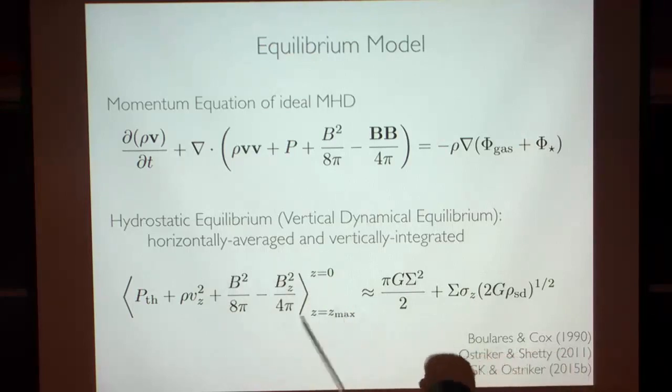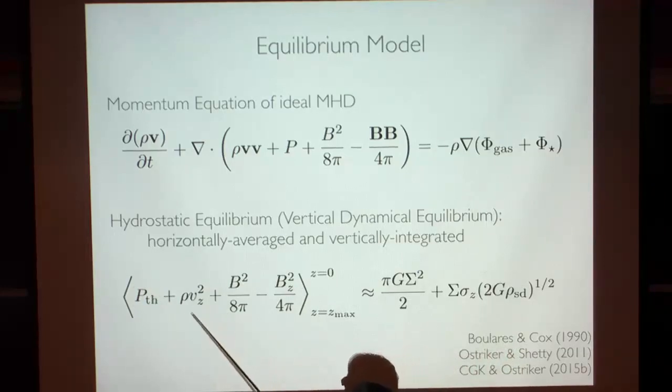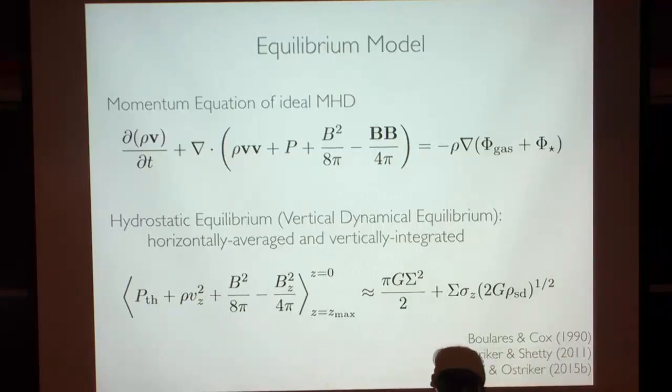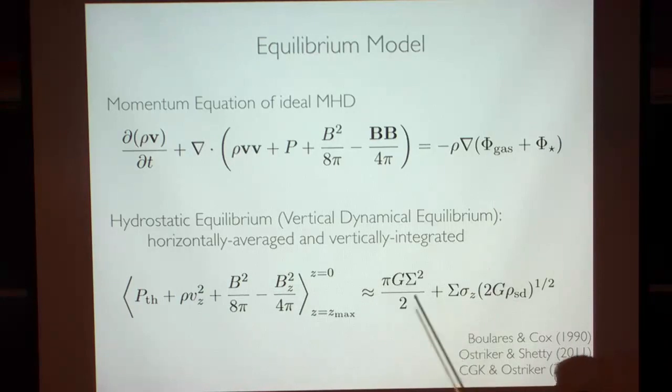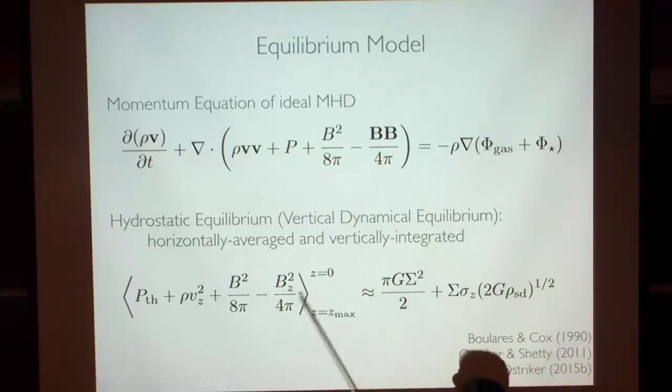So here you can see there is a contribution from thermal pressure and a contribution from the turbulence, and there is some contribution from the magnetic pressure, and also a negative term from the magnetic tension. So this is some kind of hydrostatic equilibrium statement, and we will assume that it will always be satisfied if the feedback is efficient enough to provide these pressure terms.